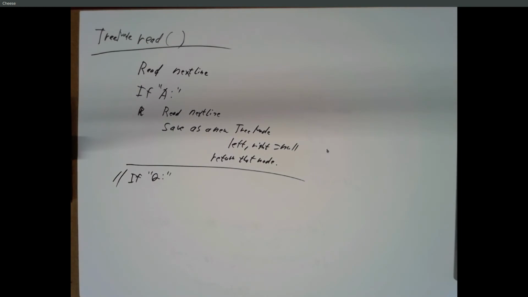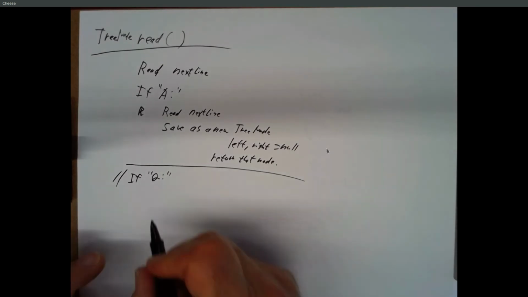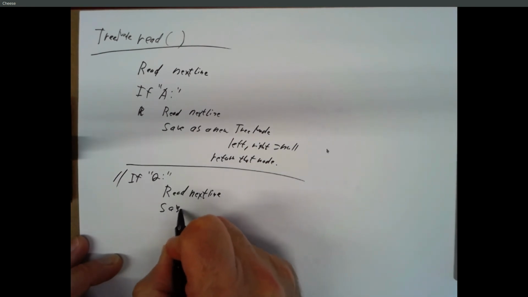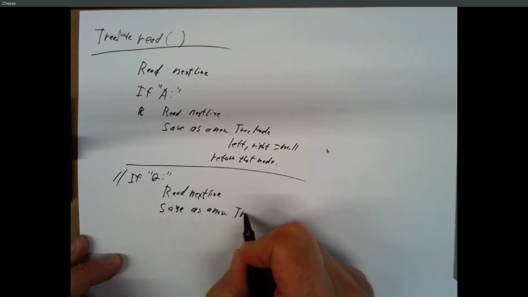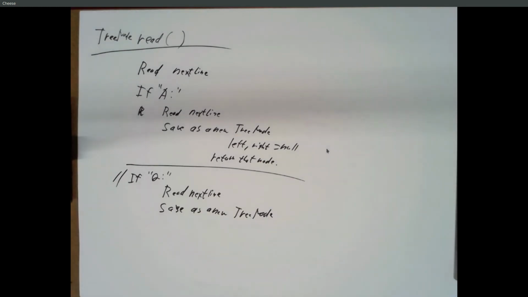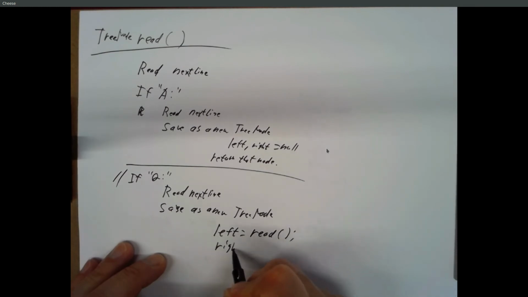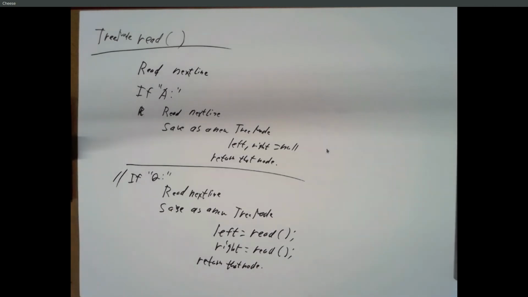So if it reads that and it's a Q, then read the next line. Save that as a new tree node. So set the data portion equal to the question you just read. Here's the fun part. Set left equal to the return value from calling read again, and then set right equal to the return value from calling read again. So this is where it recurses.